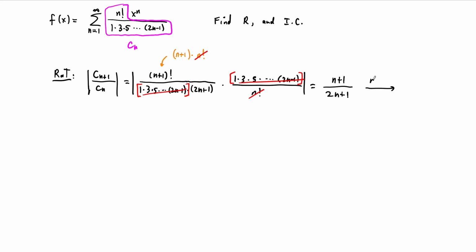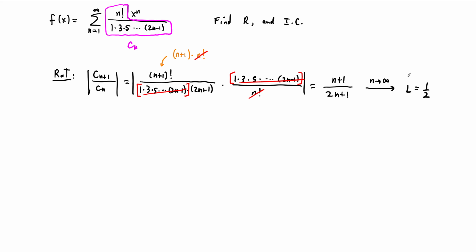Again, our goal is to consider the limit of this ratio as n approaches infinity. Well, this is a rational function, where we just have powers on the top and bottom. We've canceled out everything else. And as n approaches infinity, the limit here is going to equal the ratio of the leading coefficients, so 1/2 in this case.